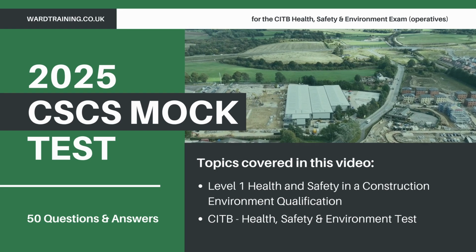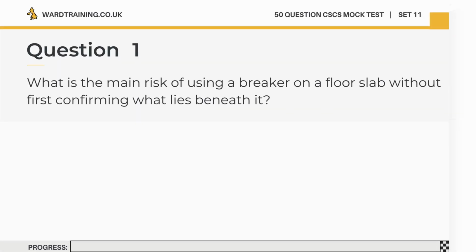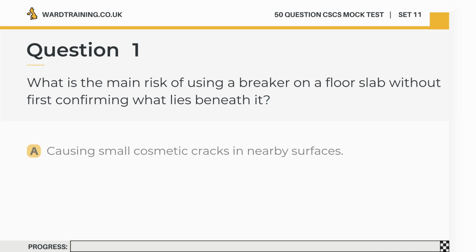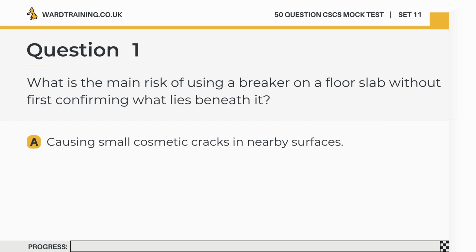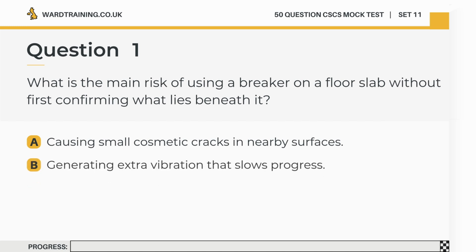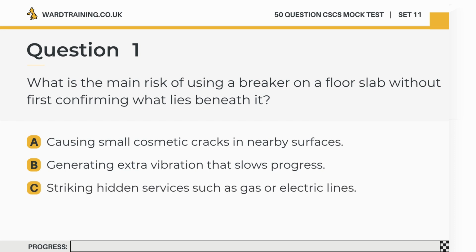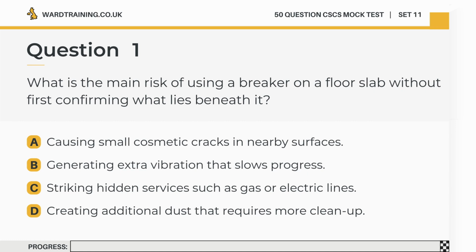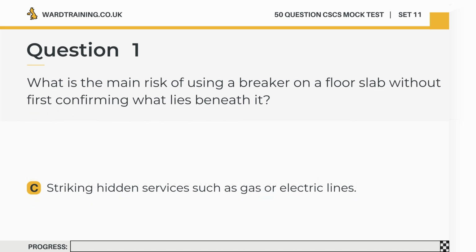Let's jump straight into question 1. What is the main risk of using a breaker on a floor slab without first confirming what lies beneath it? A. Causing small cosmetic cracks in nearby surfaces. B. Generating extra vibration that slows progress. C. Striking hidden surfaces such as gas or electric lines. D. Creating additional dust that requires more cleanup. The correct answer is C. Striking hidden surfaces such as gas or electric lines.